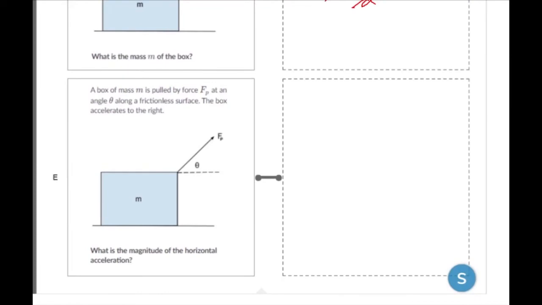Last question for upward angled forces. This says, what is the magnitude of the horizontal acceleration? Well, we know that it's accelerating to the right, so it's going to mean that we need net force in the x direction. We already solved for this. That's Fp times cosine theta. And we know that that's equal to mass times acceleration.